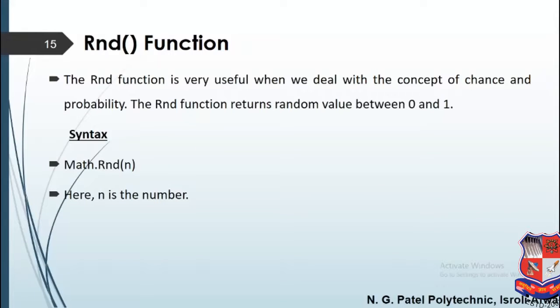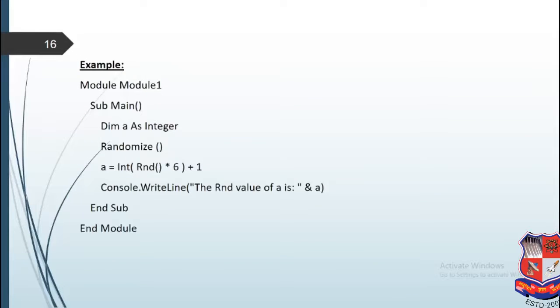Next is the Rnd function. So what is the Rnd function? The Rnd function means random value. It deals with the concept of chance and probability. The Rnd function returns a random value between 0 and 1, or we can initialize it with our own value. The syntax of the Rnd function is Math.Rnd in brackets, where n is a number. Here is the example of the Rnd function.